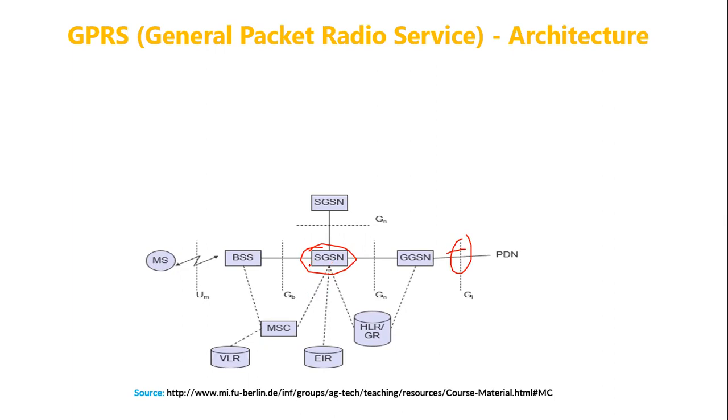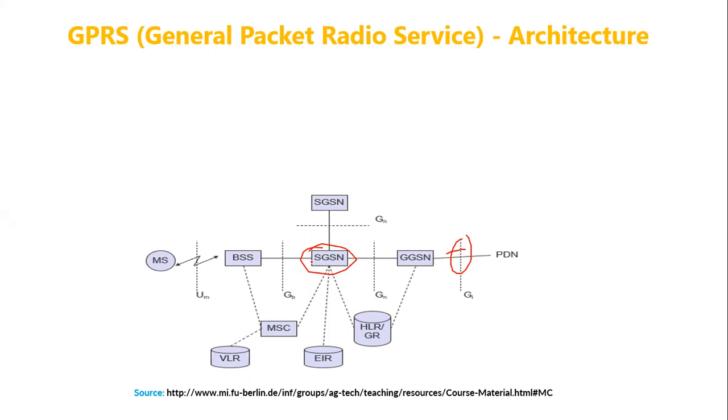The SGSN is connected to a BSC via frame relay, and is on the same hierarchy level as an MSC. So the GPRS register, which we have already discussed as the GR, is normally a part of the HLR.